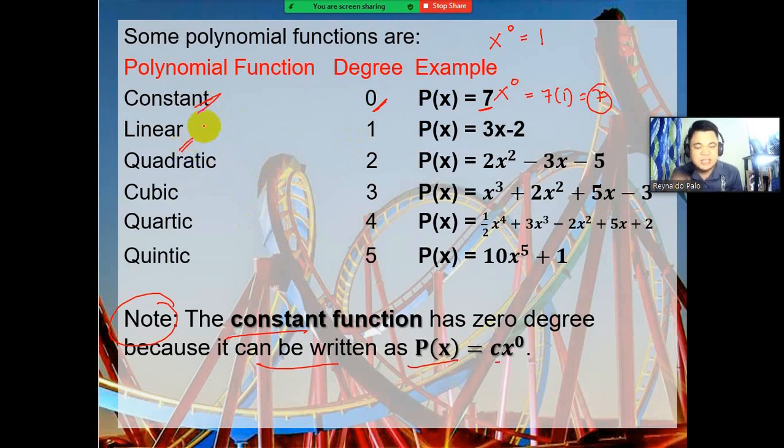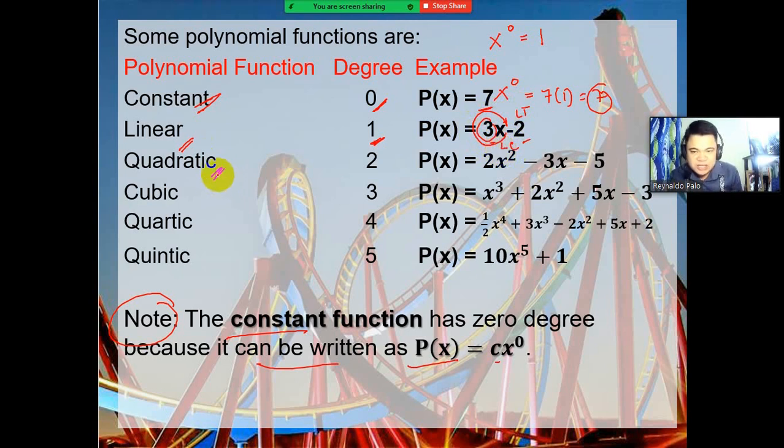Of course, when we say linear, in the previous slide we defined what is linear. The highest exponent is 1. Example, p of x equals 3x minus 2. Look at the term with the highest exponent. Is it 3x or negative 2? So 3x has an exponent of 1 and that is the highest among the terms. Therefore, 3x is what we call the leading term and 3 is what we call the leading coefficient. So take note of that. That's what we mean by linear.